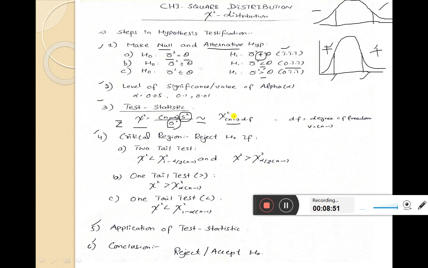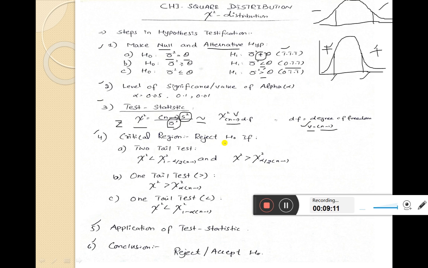In books, n minus 1 is written as v. Don't be confused, v is only a symbol. It is simply a shortcut written for n minus 1. v means degrees of freedom. Next is the critical region.